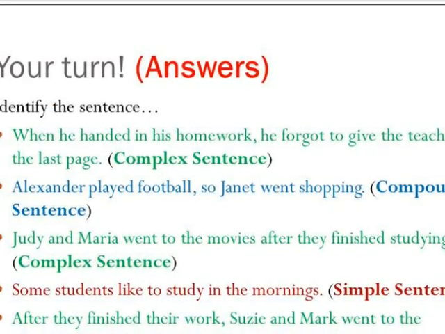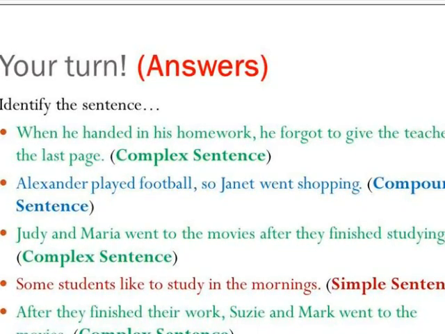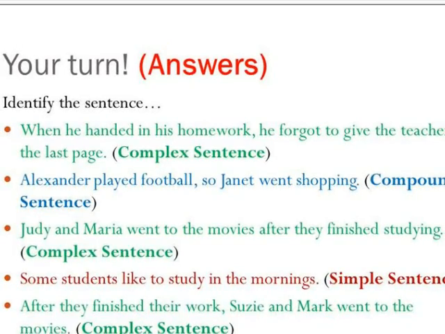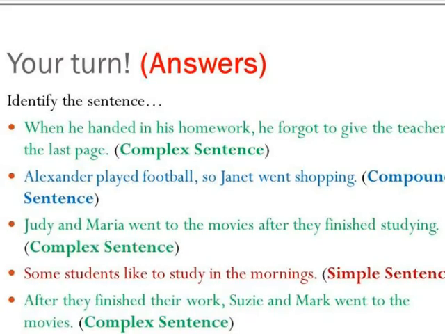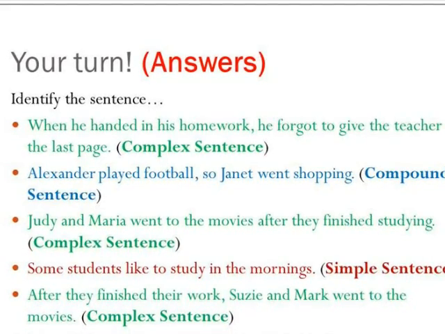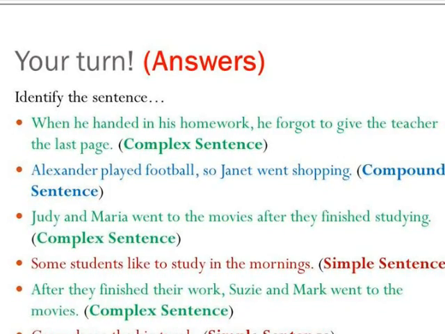Time to check your answers. Let's see how well you did identifying sentences. Number 1. When he handed in his homework, he forgot to give the teacher the last page. This is an example of a complex sentence. Number 2. Alexander played football, so Janet went shopping. This is an example of a compound sentence.